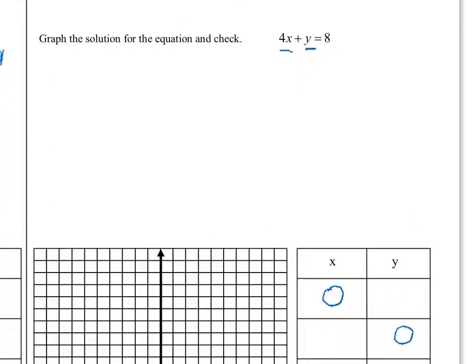So we'll come over here and we'll do our work. First for x equals 0, I get 4 times 0 plus y is equal to 8. 4 times 0 is 0 plus y is equal to 8. Zero plus y, well that's just y is equal to 8. That one actually ended up really easy. So y is equal to 8.